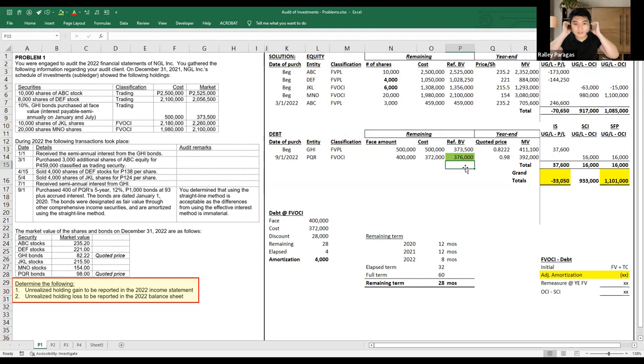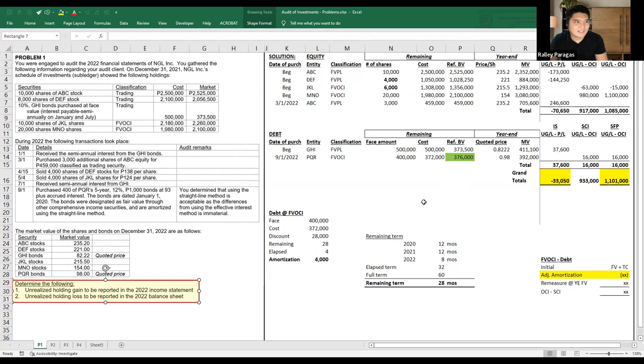Yes, this problem is a bit long, but it's basically an application of our classifications as well as an application of the accounting implications, what the implication of that is accounting-wise, when it comes to classification. Alright, so it's a bit long. But basically, I think you can rewatch the recording of this particular webinar. If you have any clarifications, you can reach out to me. Feel free to reach out to me via Facebook. Okay, so that's the first problem.